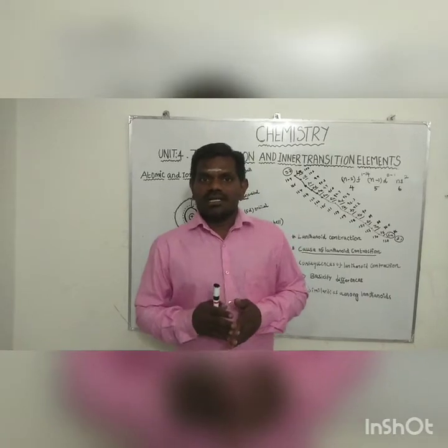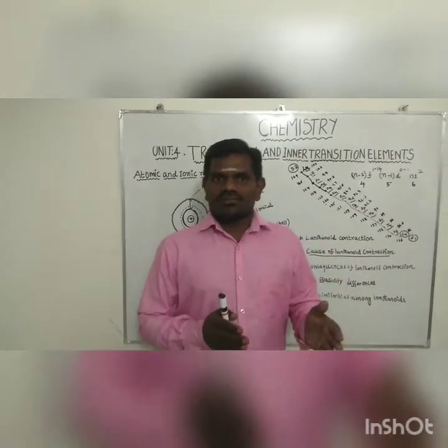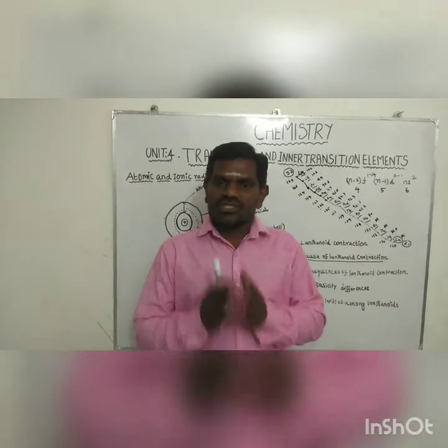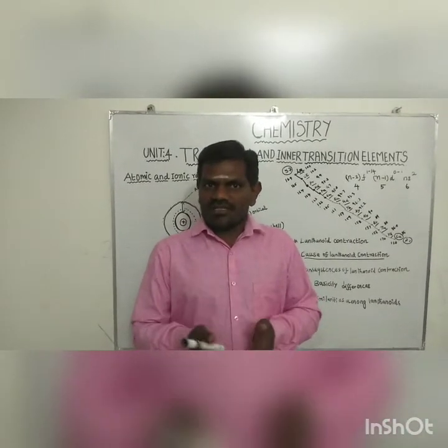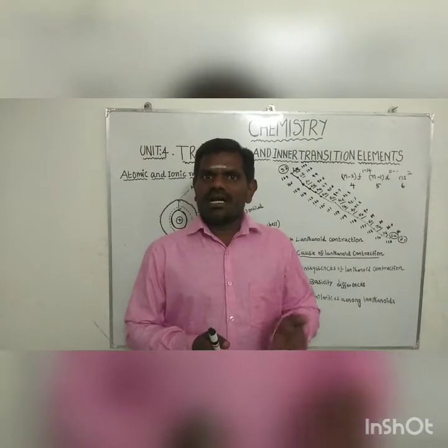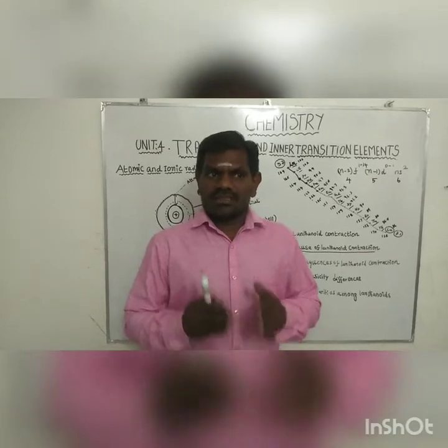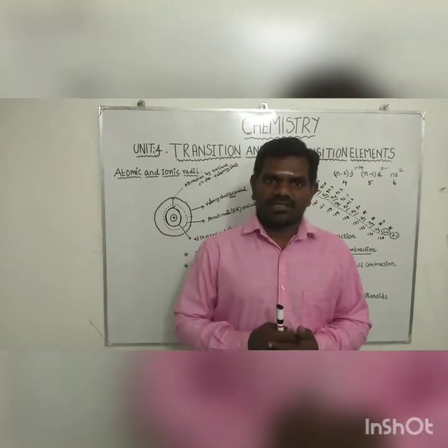But in the period, as atomic number increases, atomic size decreases. Atomic size decreases, which means at the same time atomic radii and ionic radii also decrease. This is the main reason for lanthanide contraction.